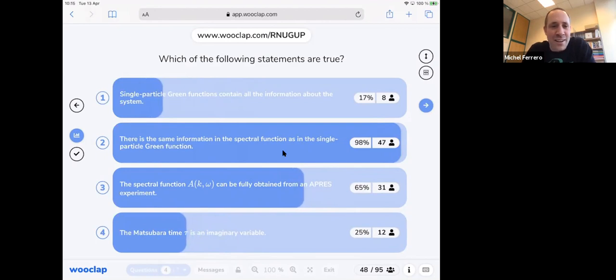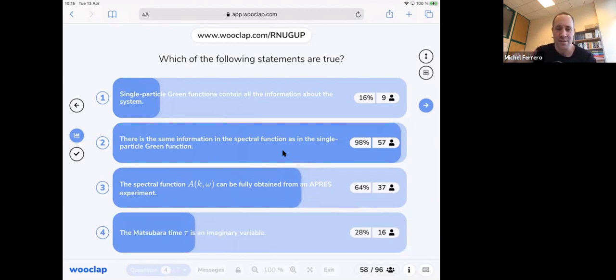There's some clear trend with number 2 at least. So definitely, you're right. There's the same information in the spectral function as in the single-particle green function. This is a correct statement. Those two have the same info. You're also right that the single-particle green function doesn't contain all the information about the system. It contains information about single-particle properties, single-particle excitations. If we wanted more information, we would need more general green functions, which describe different response functions in the system.